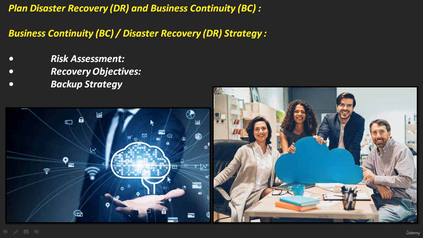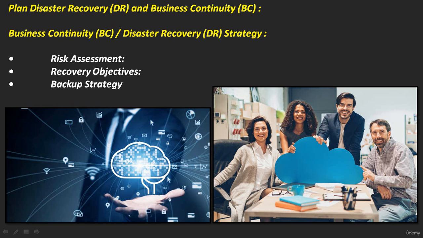According to recovery objectives, we need to define the recovery time objective and recovery point objective. RTO is how quickly you need to be up and running, while RPO, the recovery point objective, defines how much data loss is acceptable. Everything we have to concentrate on is the recovery objectives level. Finally, we have backup strategy. Implement a reliable and tested backup solution for critical data. This can include offsite backups too.